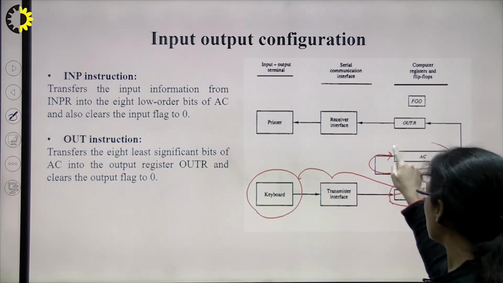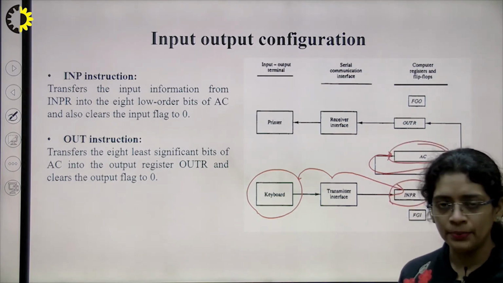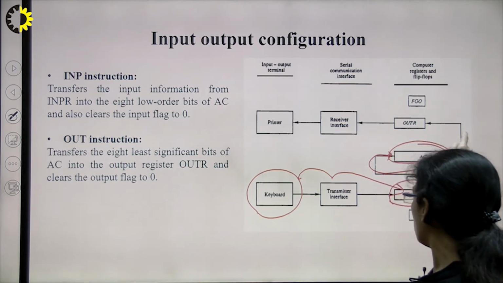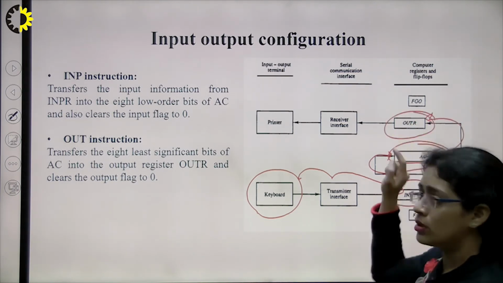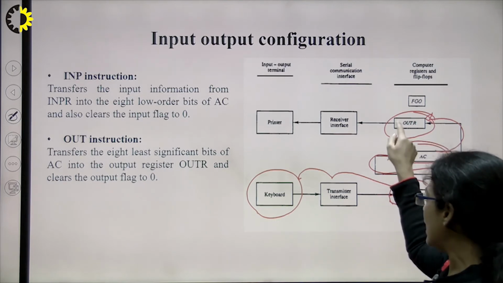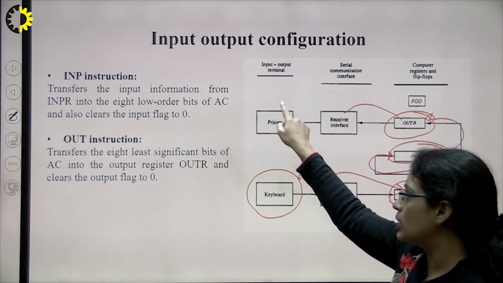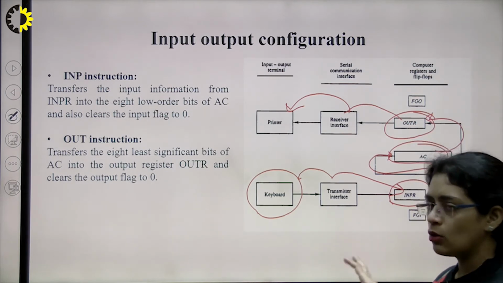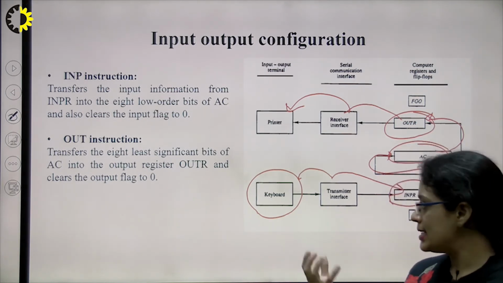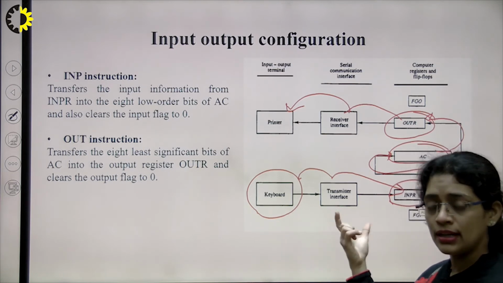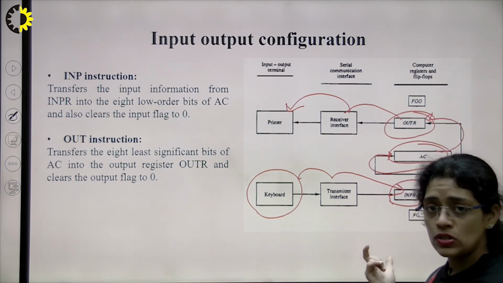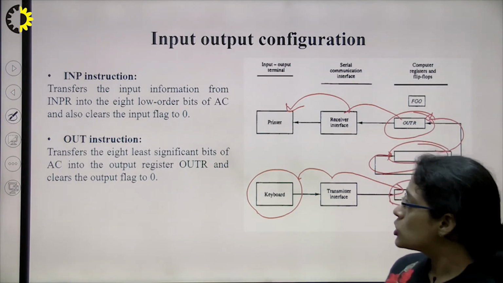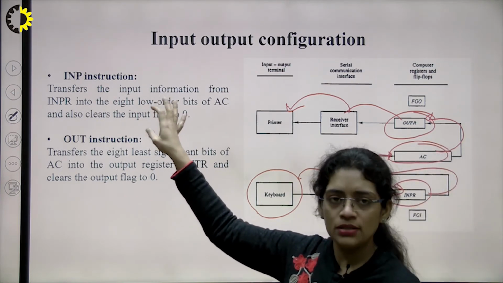So we will be saying that we have the data in accumulator, and from accumulator we will be showing it to the output device. So from accumulator it will first go to the output register, right, and then through the interface it will go to the output device. So this is how the input and output configuration work. We need an input output device, then we need an interface, and then we need a register for storing the intermediate data. Okay, so we got to know INP instruction.